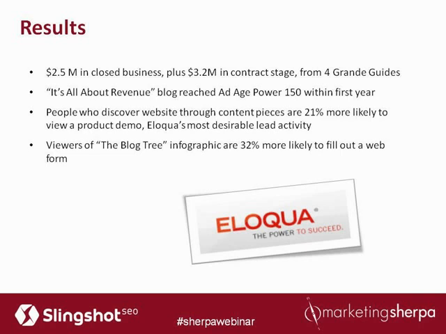The most highly desirable lead activity for Eloqua is viewing a product demo. People who discover the Eloqua website through content pieces such as the guides, infographics, and playbooks are 21% more likely to view a demo. And then finally, for one particular infographic, the blog tree, viewers of that content piece were 32% more likely to fill out a form at the website, putting the person into Eloqua's database. So they did a really nice job. They made a big investment in content marketing, but obviously it's been paying off for them.